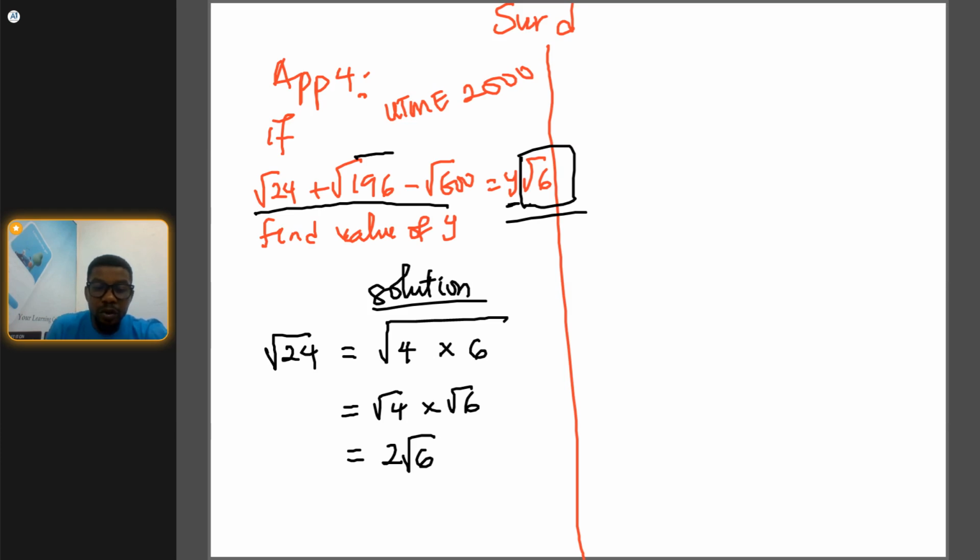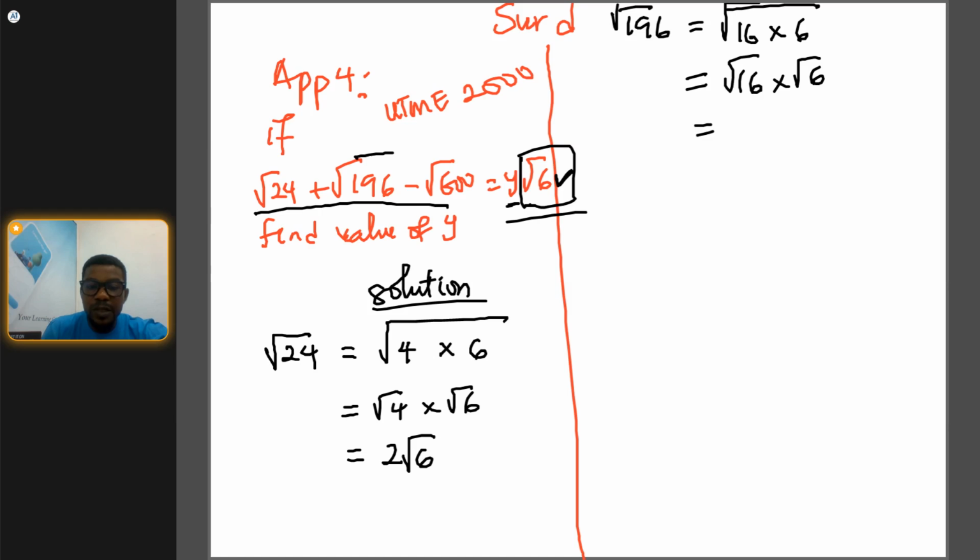Let's take the next one, root 196. Root 196 can also be expressed as 16 times 6. You will see that I'm always making use of 6 because of what I have in the question here. So I'm working towards getting root 6, so that at the end I can get the value of y. So that's the trick behind it, okay? So let's proceed. If we also split this, we have root 16 times root 6.